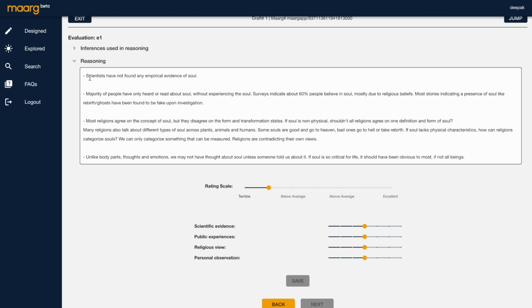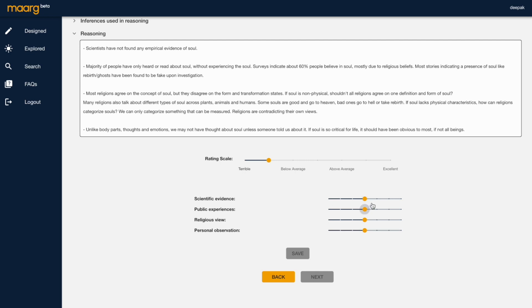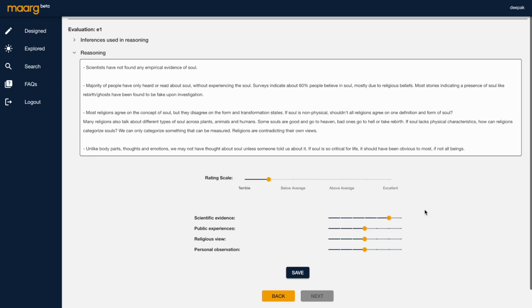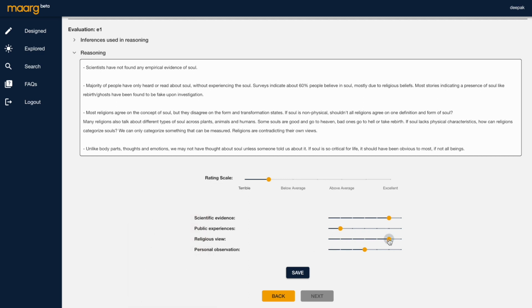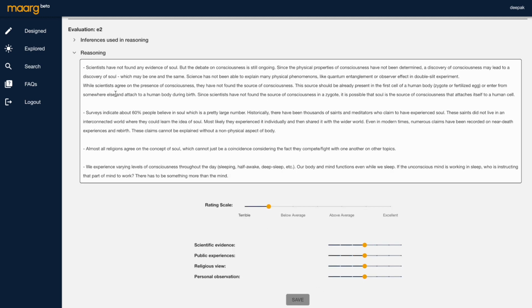So scientists have not found any empirical evidence of soul. So you can agree or disagree, and based on that, you can always change these ratings or these scores for that factor. So let's say I now want to say that there is enough scientific evidence that says no, souls do not exist. Similarly, once you read other arguments, you can again change these numbers arbitrarily, and that's it. We can save this, move on to the next one, which is souls do exist, and again you will get a new set of reasoning over here.